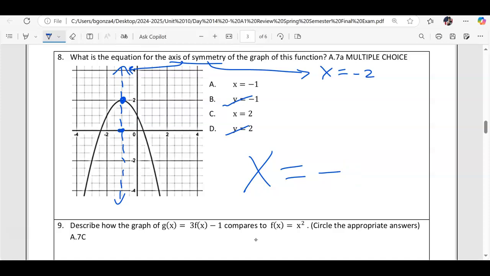No, my bad. That's a lie. Notice the lines are not one unit. If this is negative 2, then this is negative 1. So x equals negative 1. That is correct.